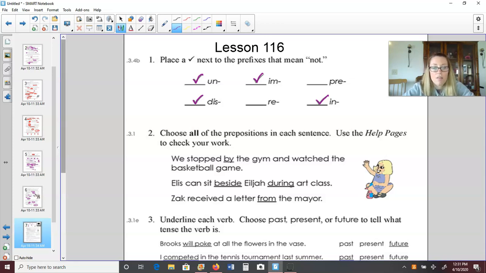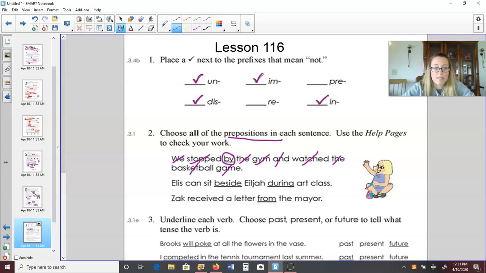Number two, choose all of the prepositions in each sentence. So let's go through and see if we can cross off some of the other words that we know, and see what we're left with. We stopped by the gym and watched the basketball game. We is a pronoun. Stopped is our verb. The is an article. Gym is a noun. And is a conjunction. Watched is another verb. The is an article. And then basketball game. Basketball is an adjective describing what kind of game. So we're left with by. There's our preposition.